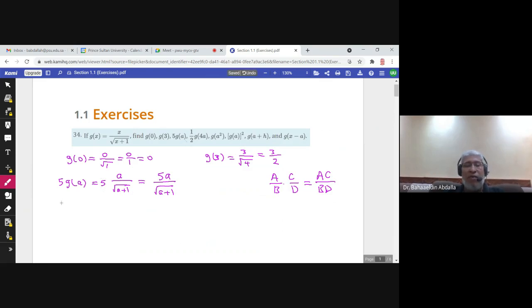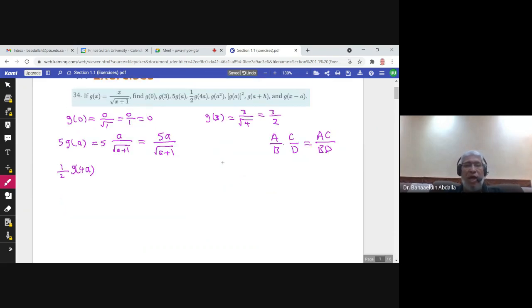Now, how to find half times g of 4a. So half is the number outside, so I leave it outside. And now how to find g of 4a? I go to g of x and replace x by 4a. So I have 4a instead of x. And in the square root, I also replace x by 4a. So that's the answer. I can simplify 4 over 2 will give me 2. So the answer would be 2a over square root of 4a plus 1.